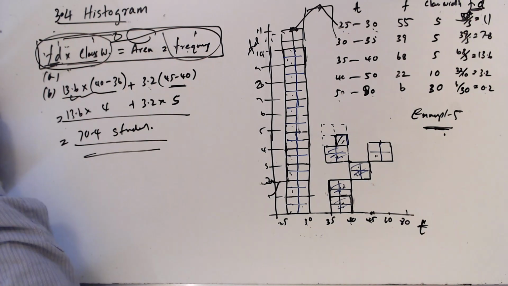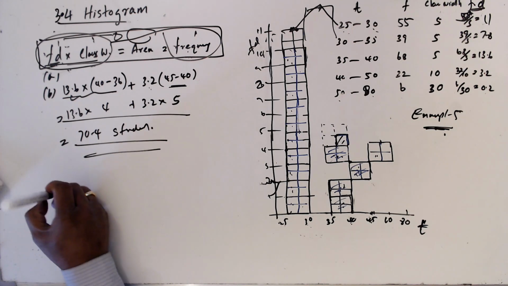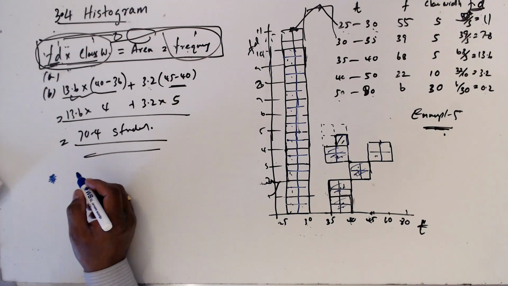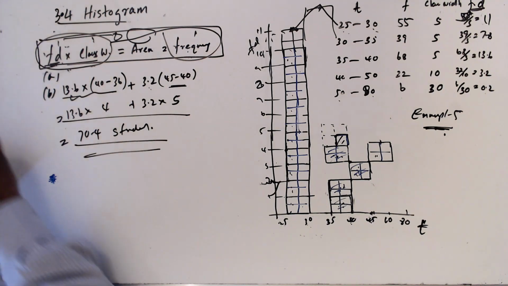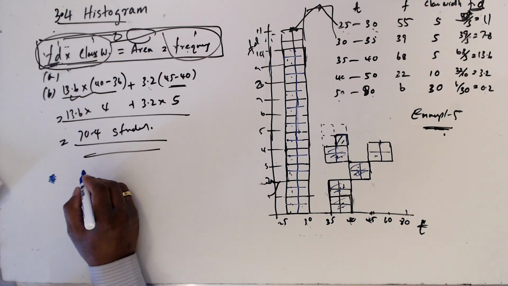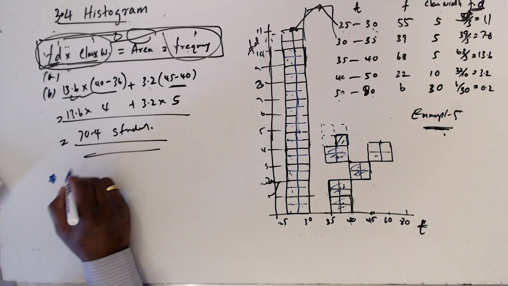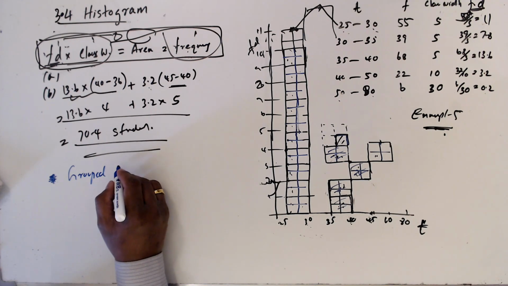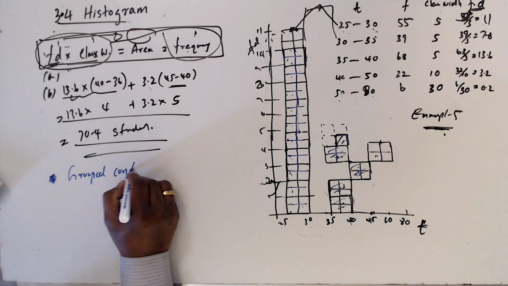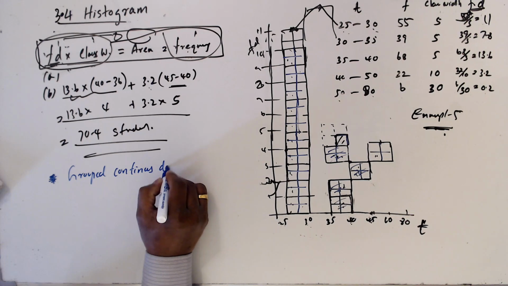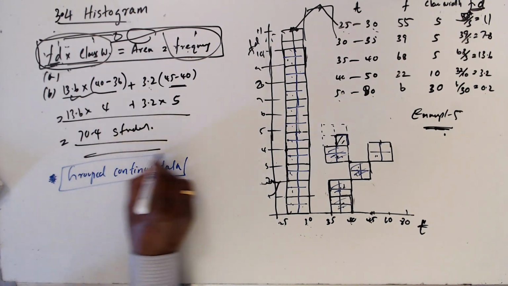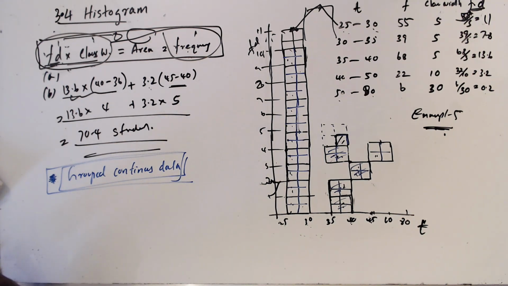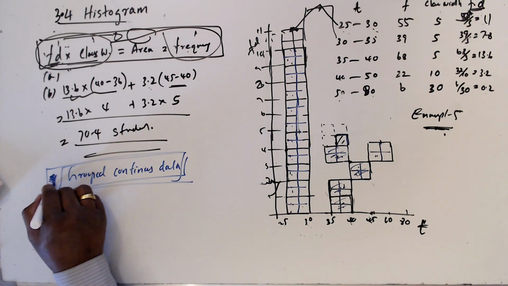One more special fact about histograms at this stage, though later we will change it to other, parametric and non-parametric approaches: we use a histogram for grouped continuous data. That is one thing we need to know.